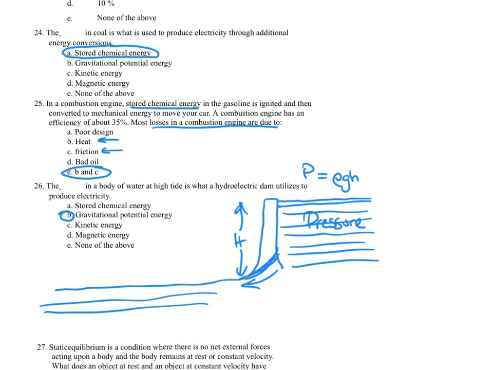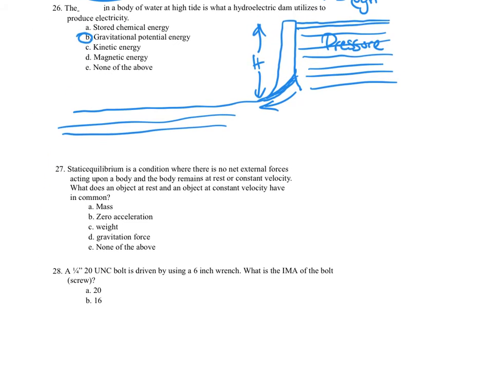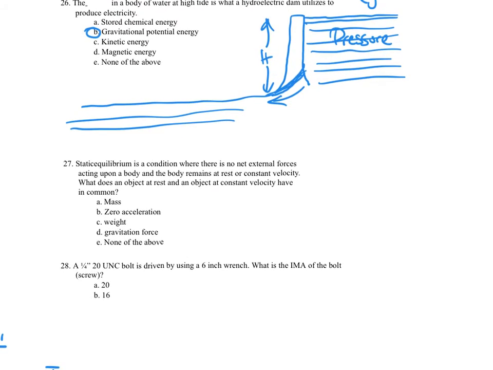Number 27, static equilibrium is a condition where there's no net external forces acting upon a body, and the body remains at rest or at constant velocity. Okay, so in one situation, let's take a ball, for example. Let's suppose this ball is just sitting on a table and it's not moving. In another situation, let's suppose the ball is moving, but it's moving at some constant velocity v.